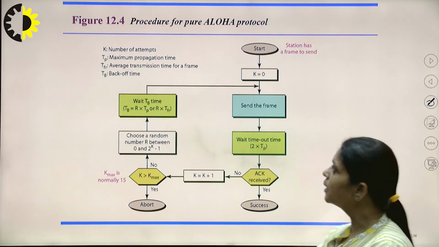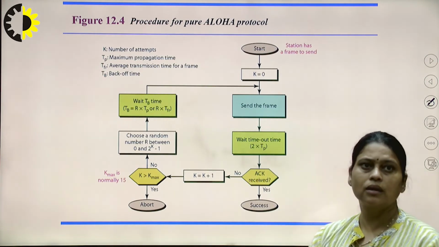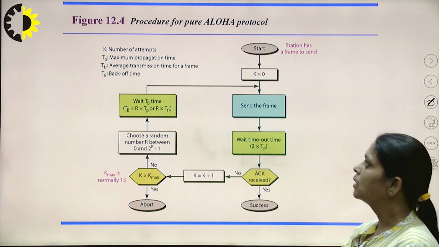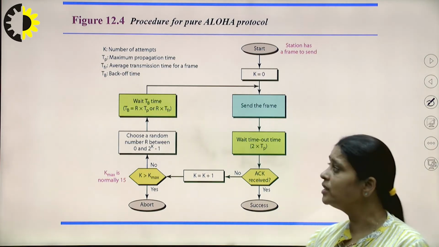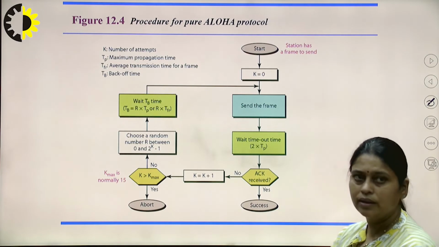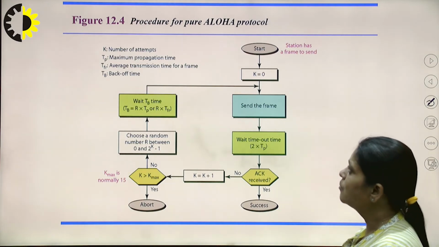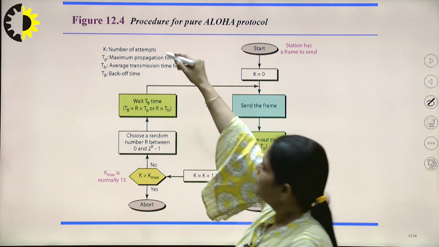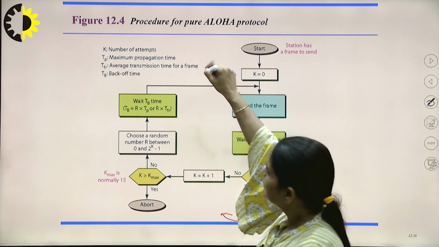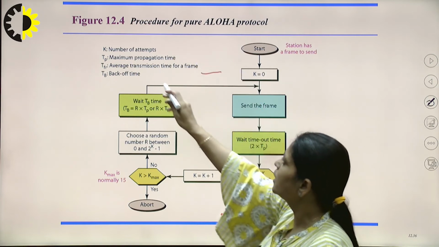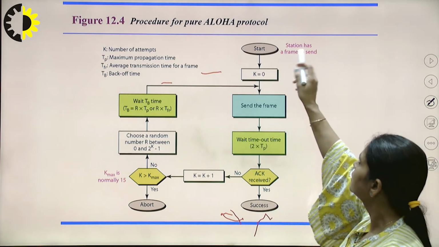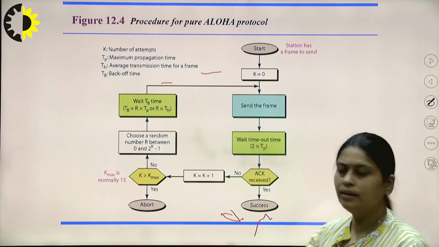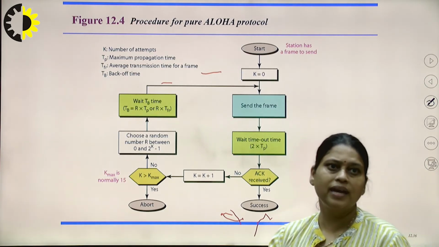So, this is the algorithm for pure Aloha. We have to calculate the efficiency of the pure Aloha with the following method. K is the number of attempts, TP is the propagation time, TB is the back-off time. So, we start: the station has a frame to send. Initially, the value of K is equal to 0.